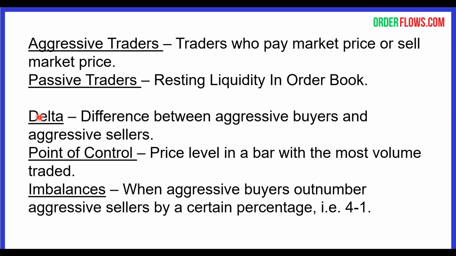Now, the third point is imbalances, okay? Imbalances in the order flow is when you have more aggressive buying than selling by a certain percentage, right? 4-to-1 is sort of the industry standard. Some people use 3-to-1, some use 5-to-1, but for me, I use 4-to-1. It's a nice level, because you know that one side is dominating the other. So an aggressive buying imbalance is when you have more aggressive buyers than aggressive sellers. A selling imbalance is the opposite, when you have more aggressive sellers than aggressive buyers by 4-to-1.